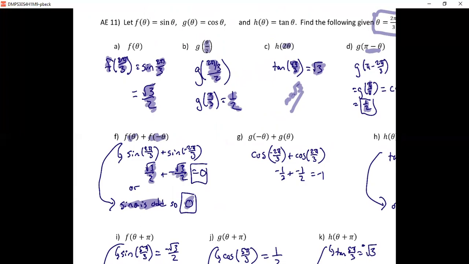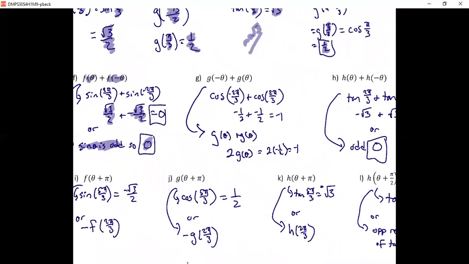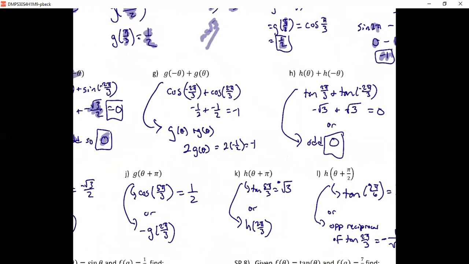Cosine is even. So one of the things that we could do with cosine if we really wanted to, we could say, okay, g of negative theta is the same thing as g of theta. So I could double g of theta. So 2 times the cosine of 2 pi over 3 is 2 times negative 1/2, which is negative 1. Or you could do them individually. Now, which one's faster? This is where I think the geometry tends to be a little bit faster, but we still need to know all of our unit circle angles.